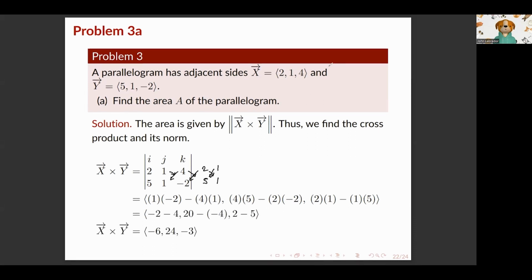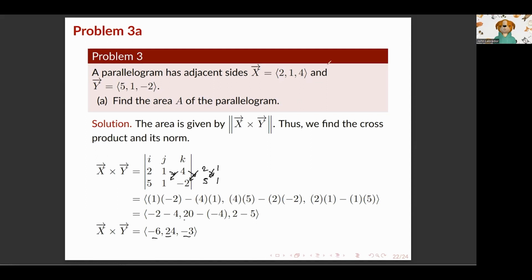So we have 1 times negative 2 is just negative 2. 4 times 1 is 4. So negative 2 minus 4 is equal to negative 6. 4 times 5 is equal to 20 right here. 2 times negative 2 is negative 4. 20 minus negative 4 is just 24. And then 2 times 1 is 2, and 1 times 5 is 5. 2 minus 5 is just negative 3. So the cross product of x and y is a vector with components negative 6, 24, and negative 3.